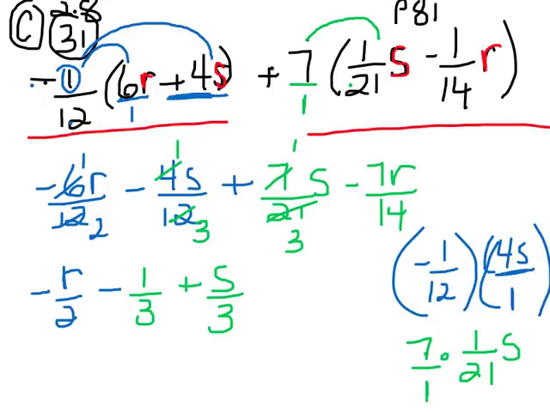What about the last fraction? Then that's 7... Yeah, 7 goes into 14 twice. So that ends up being, I could write negative r over 2, or I could write negative 1/2 r. Either way, it's the same thing.